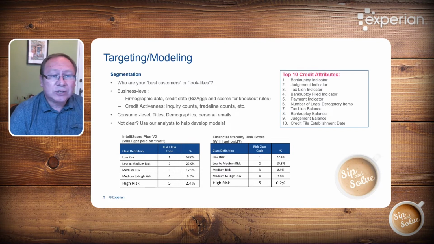Next is consumer level data. And here it's important to think about the C2B linkage, where now you're associating the person with the business. From there, now you can get titles. You might want to target the type of decision makers that you think make sense. You might also want to use demographics, personal email, where do they do their activity in social media? All that can be very important to be able to reach the right individual at the right time. And if you need help with all this, Experian has analysts to help you develop these type of custom models to segment appropriately. So we're here to help.